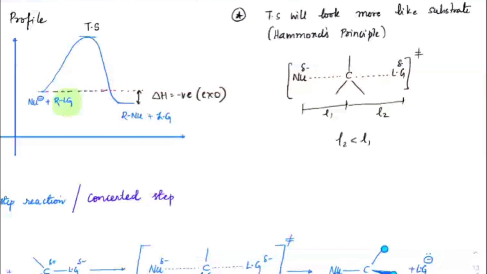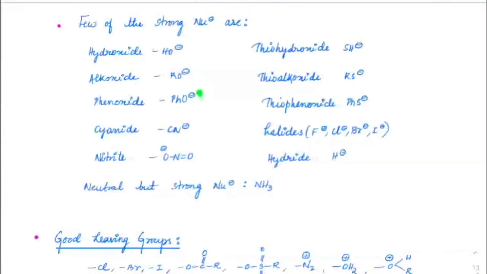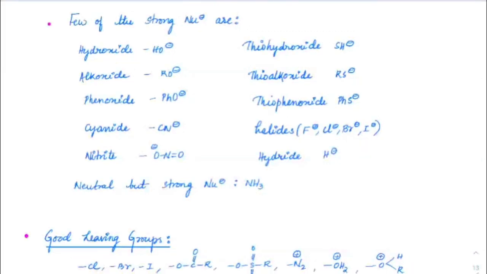Now you can see what the strong nucleophiles are. We just listed a few of them: HO minus, RO minus, PhO minus, CN minus, NO2 minus, HS minus, RS minus, PhS minus, all the halides. Fluorine, depending upon the solvent. H minus, and in the case of neutral molecules, NH3 also acts like a strong nucleophile. So these are the list of nucleophiles which you will most frequently come across.